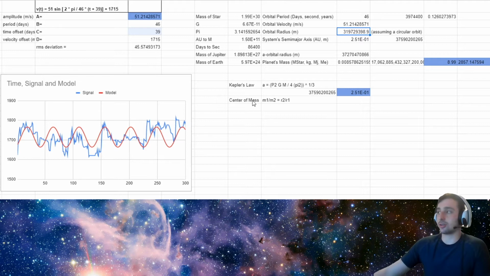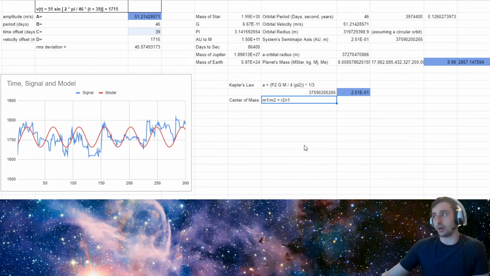So now we could just use the fact that they both orbit the same center of mass and find an equation like this, where the mass of the planet over the mass of the star is equal to the orbital radius for the star over the orbital radius of the planet. So the planet's mass is about 8.5 thousandths of the star, which is about this many kilograms.